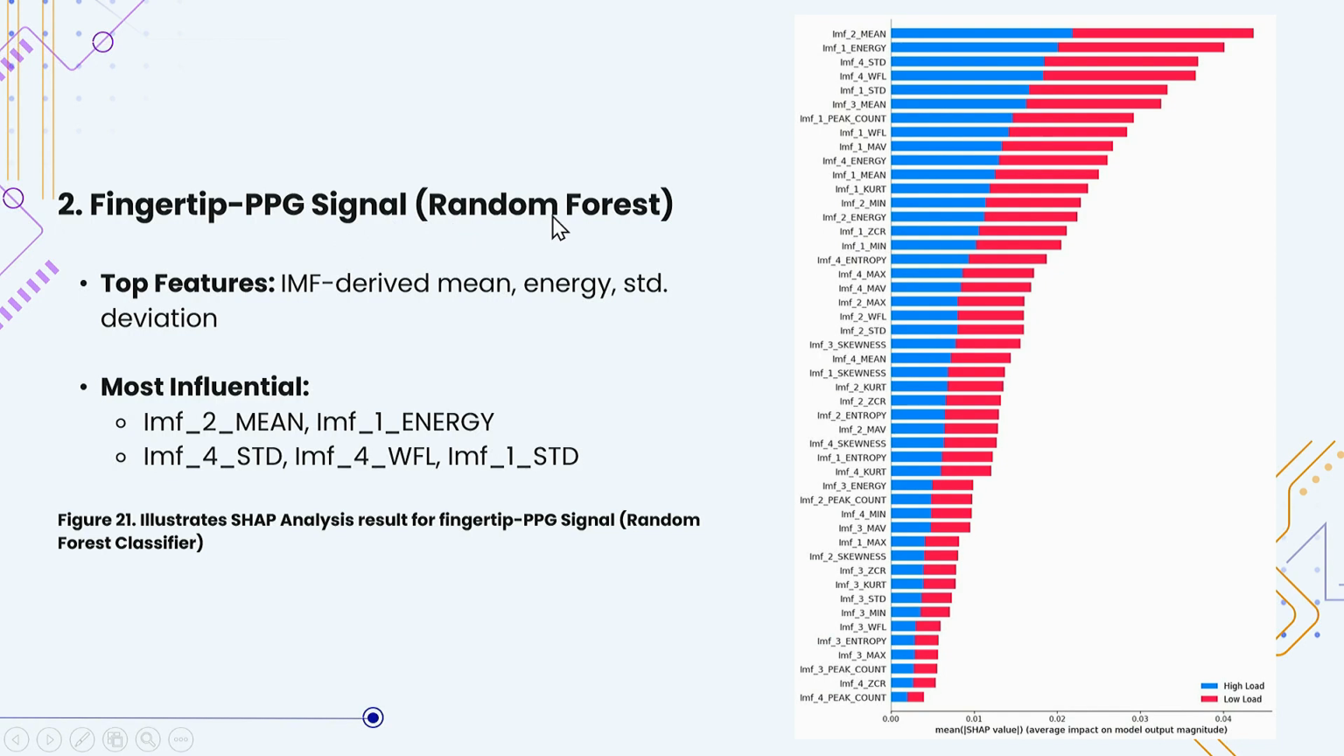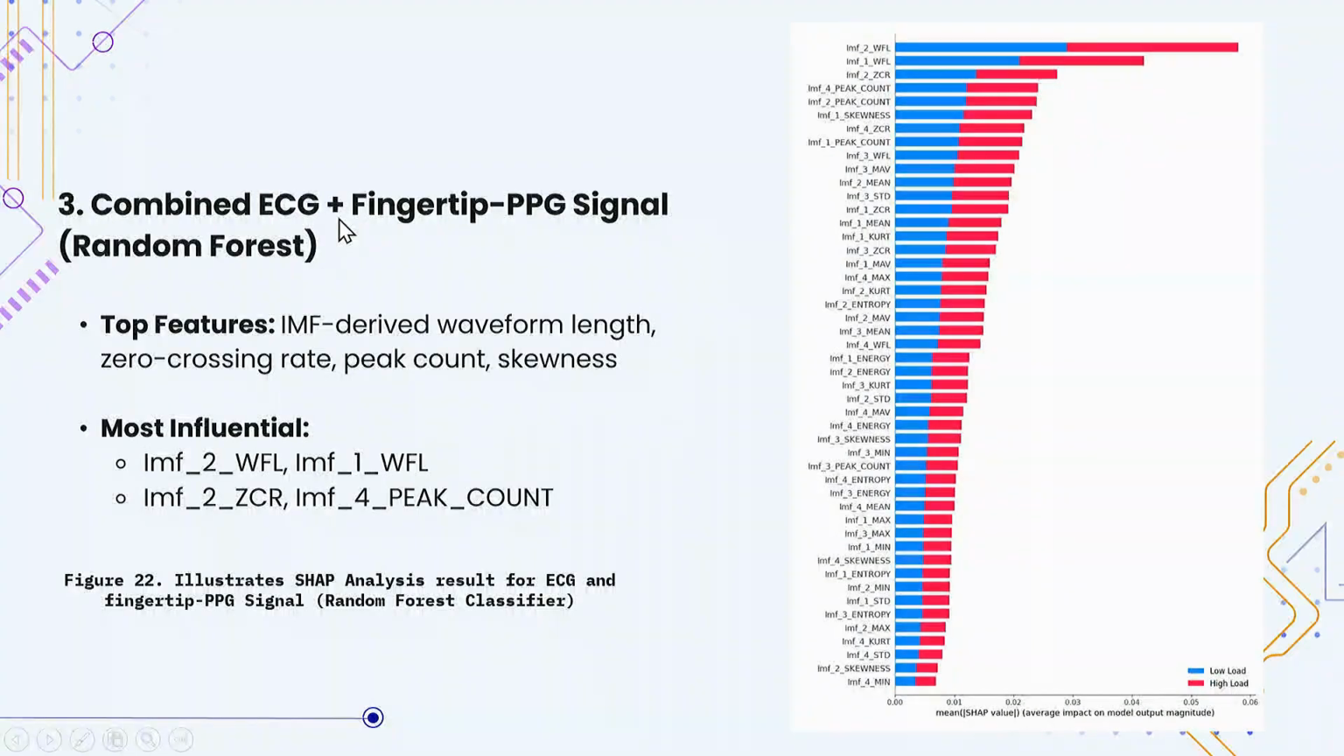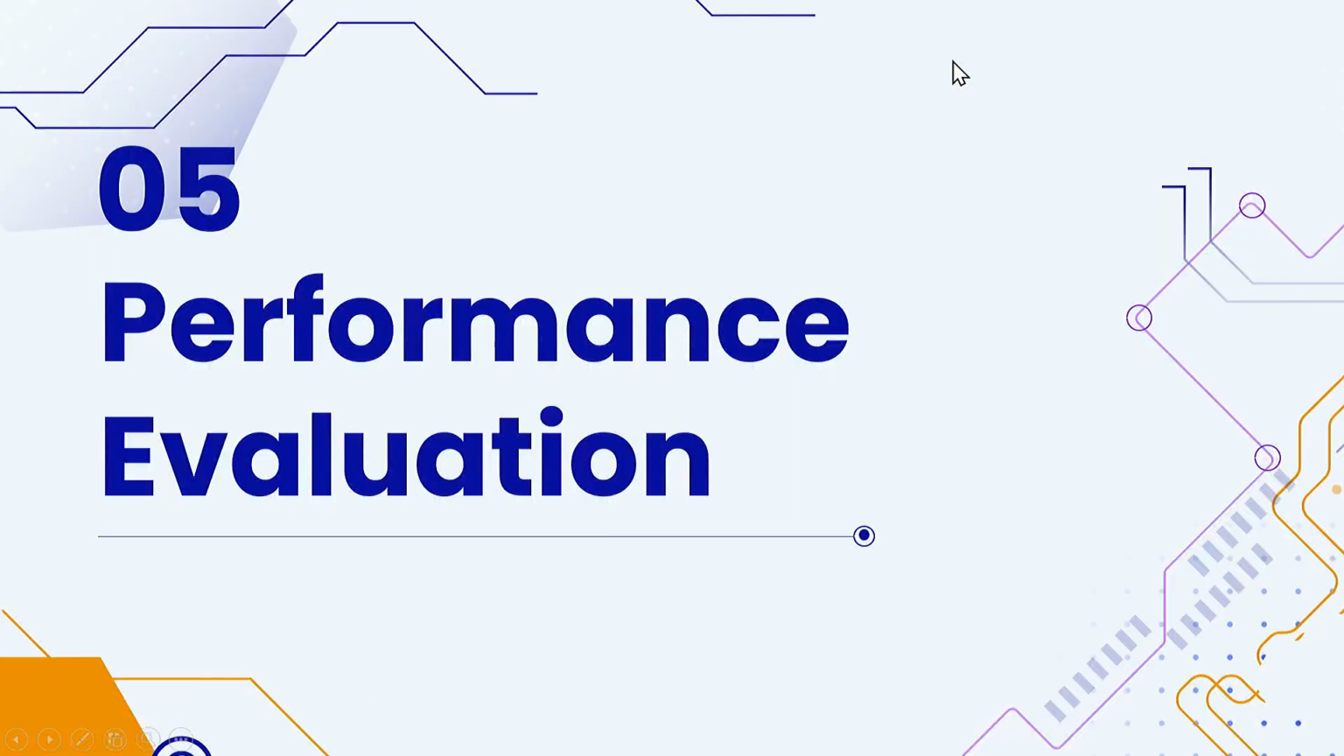For fingertip PPG, again for the random forest, the first 3, mean, energy and standard deviation, were the highest, and for combined PPG, waveform length and zero crossing rate were highest.